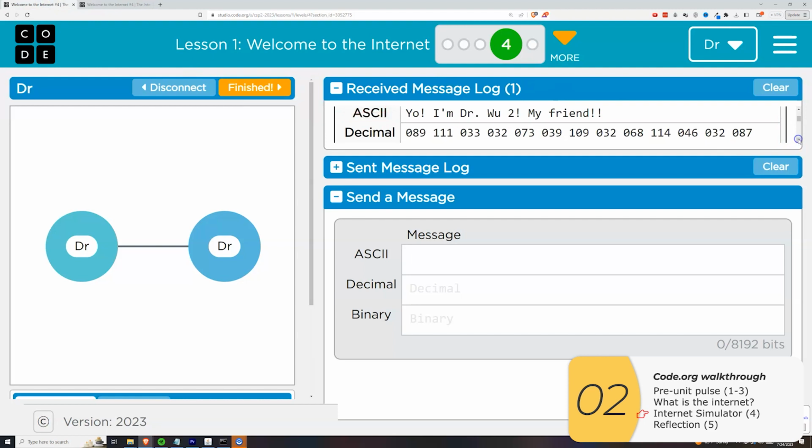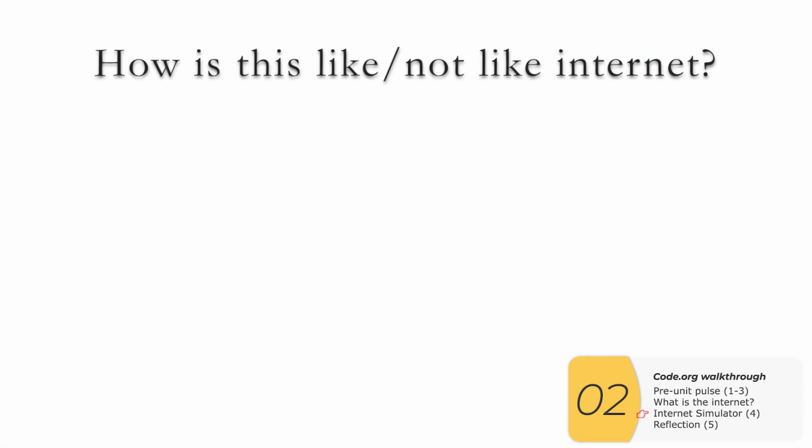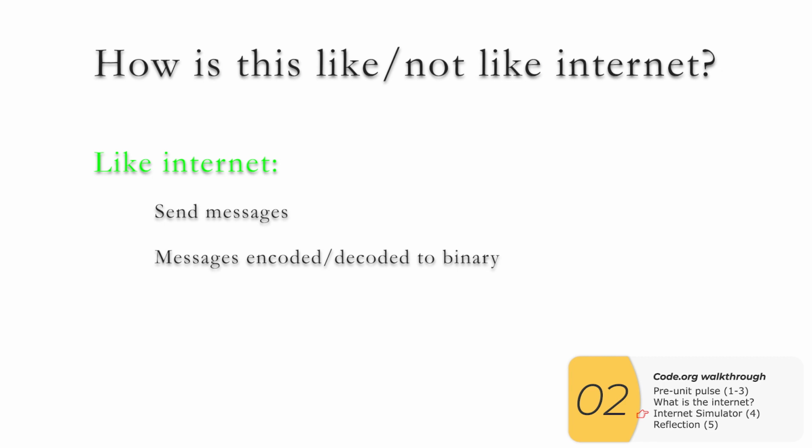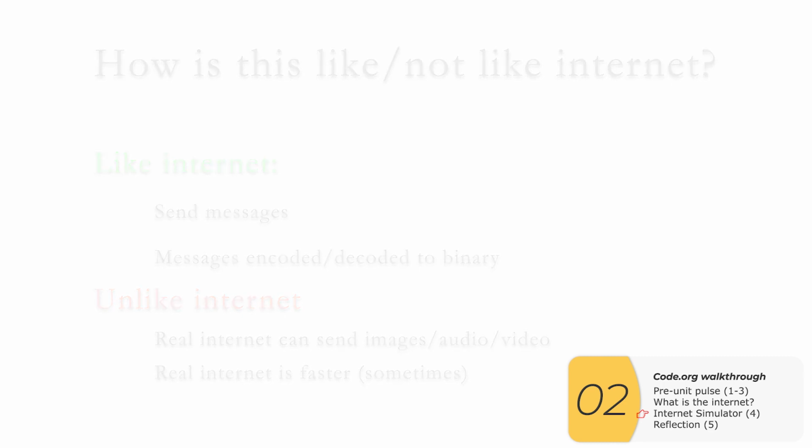Now, truthfully, you could probably skip this entire activity, but code.org is going to ask you, how is this the same as the real internet? And how is this different from the real internet? You might come up with stuff like, it's the same as the real internet in that I can send messages to other people, and that it's converted from human into computer and back again, because that's how stuff with computers works. It's different from the internet in that I'm only sending text, so no pictures or videos, and it's not quite as fast as the real internet.